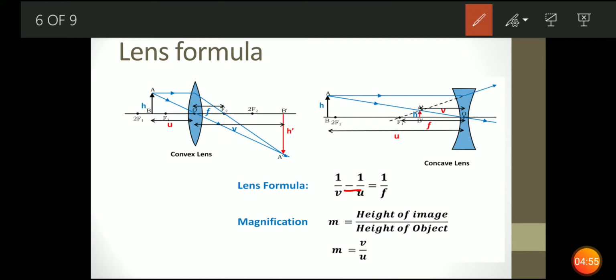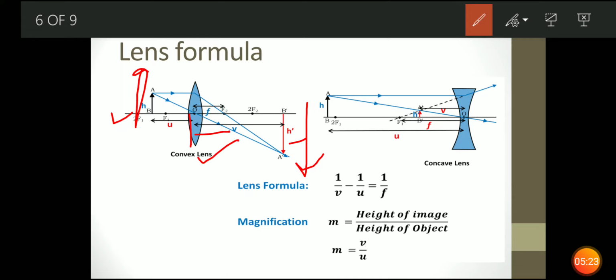Clear? Now what is u? That's the object distance, this one. What is v? That is the image distance, this one. What is the height of the object? This one, it is positive. The height of the image, this one, is negative, depicted by h dash, and the height of the object is depicted by h. Now focal length is the distance between the optical center and the focus, so it is the focal length.